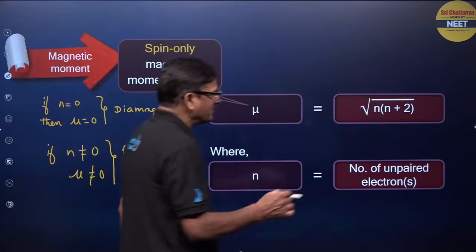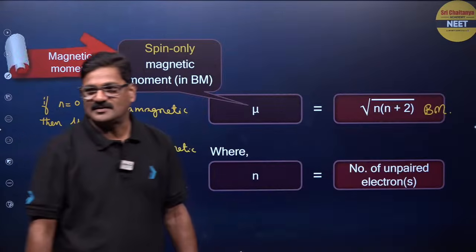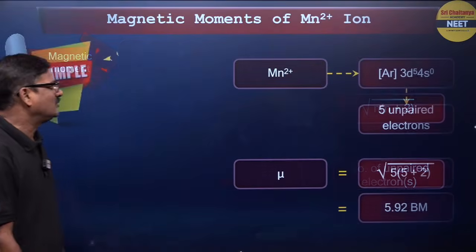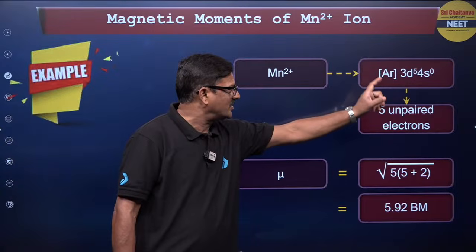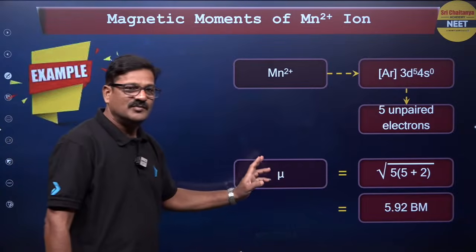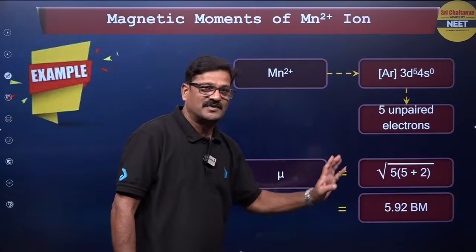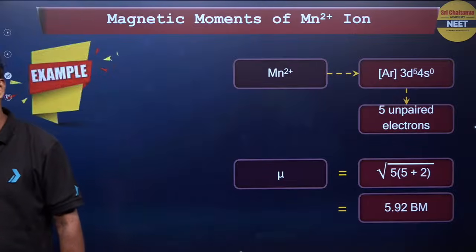The unit is Bohr magneton, BM. Moving ahead, Mn2+ is 3d5 4s0. It has 5 unpaired electrons, so mu is equal to root over n into n plus 2, so root over 5 into 5 plus 2, which is 5.92 Bohr magneton.